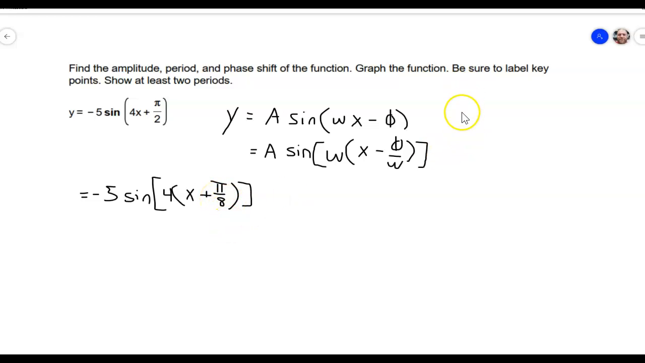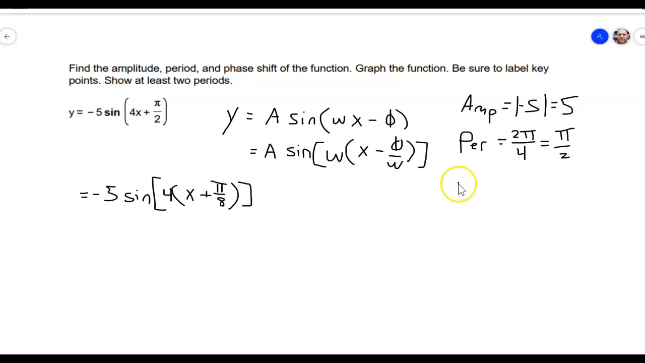All right, so let's go over here. Our amplitude, and I'm going to shorthand this, is equal to the absolute value of A, which is negative 5. So the absolute value of negative 5 is just going to be equal to 5. Our period is just 2 pi divided by our omega here, which is 4. So 2 pi over 4 reduces to pi over 2. And our phase shift, we found that by factoring out the omega from the two terms here. So that's just going to be a minus, because we have a minus in our formula, minus pi over 8. So that's going to be a negative pi over 8.